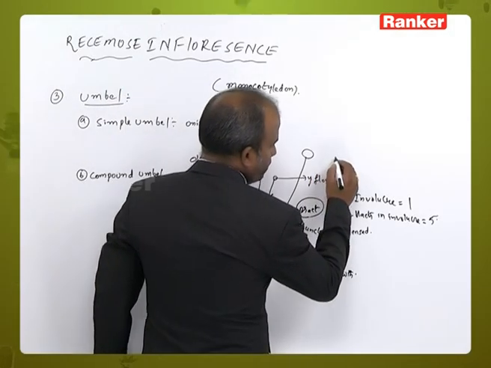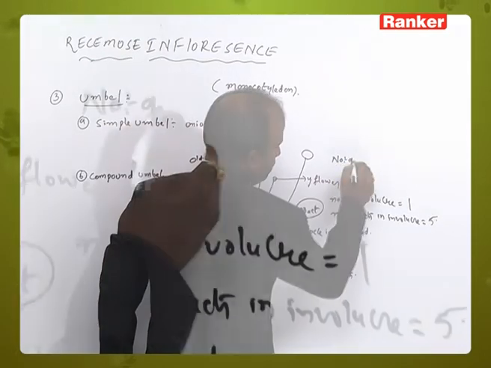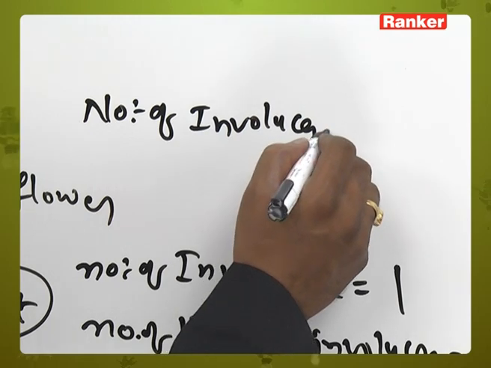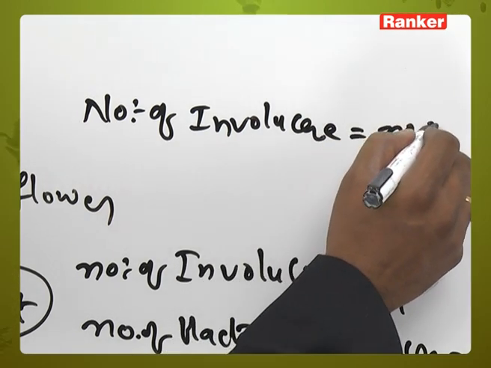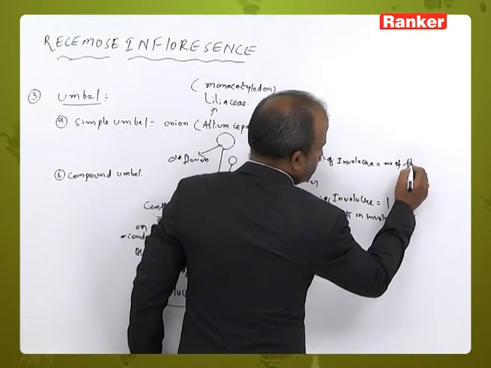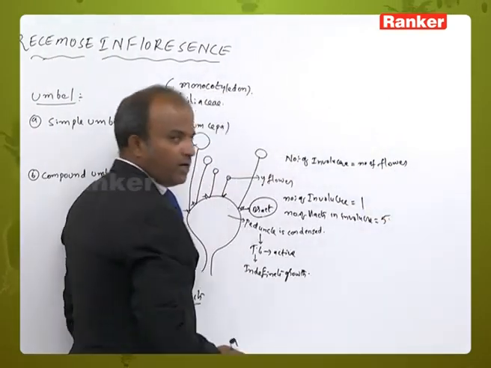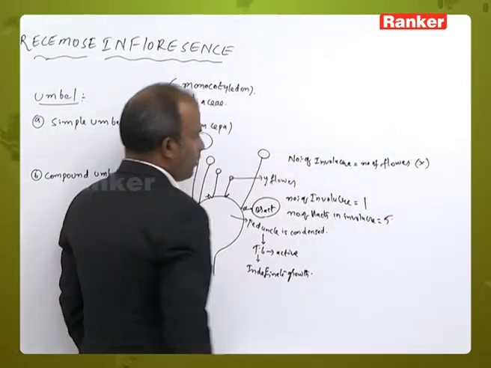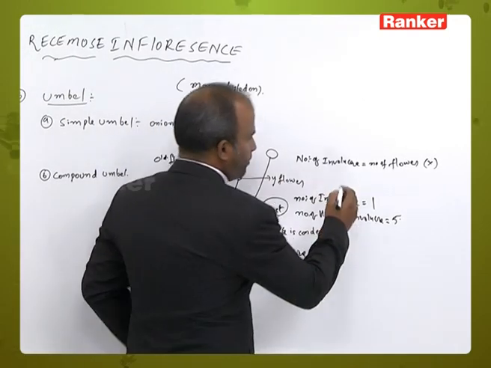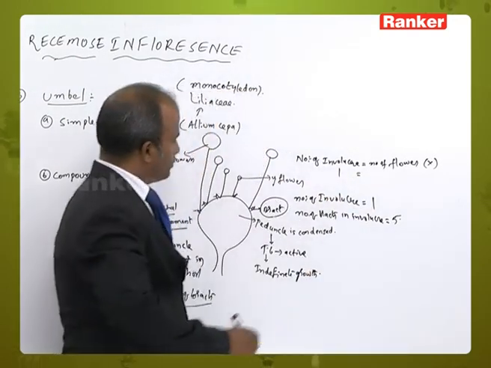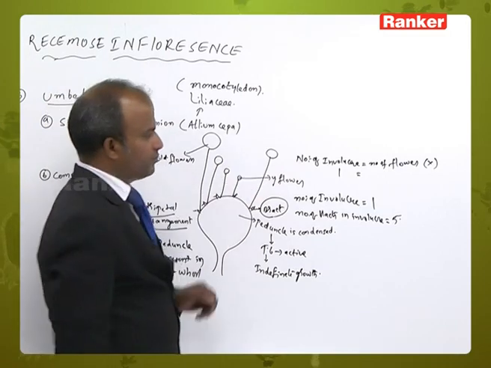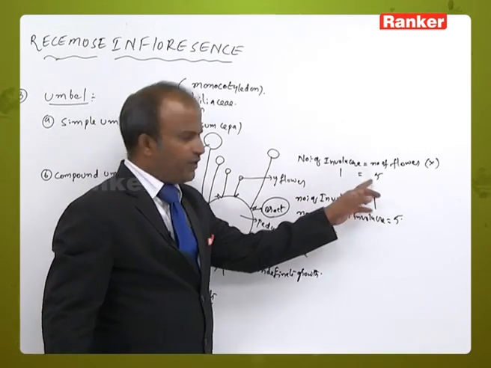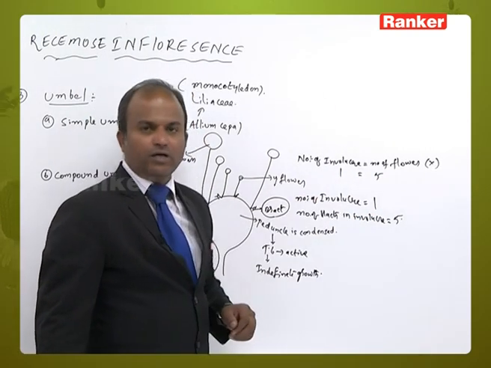Number of involucre is equal to number of flowers. Whether it is right or wrong option means it is one of the wrong option. Why? Because the number of involucres is 1. Number of flowers, how many here? 1, 2, 3, 4, 5. Whether they are resembling the same figure here? No. That's why it is one of the wrong option.